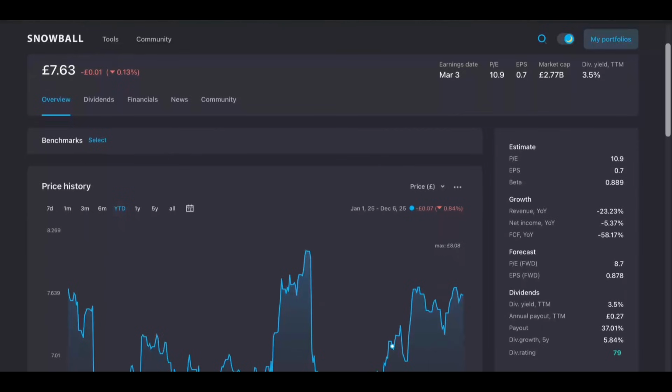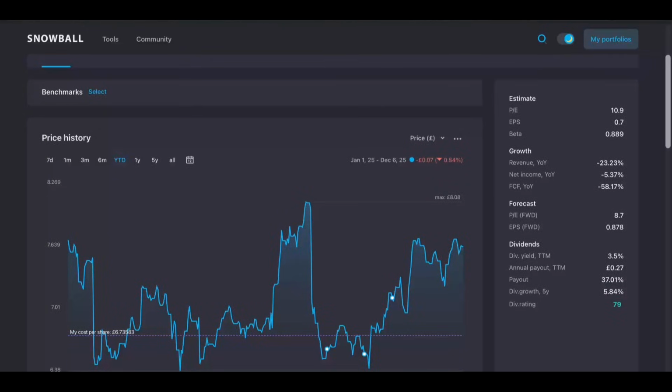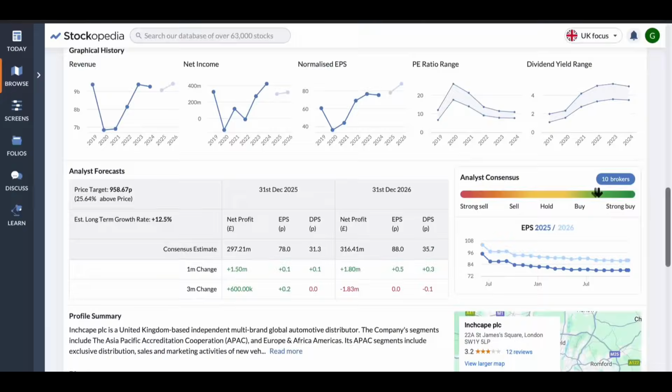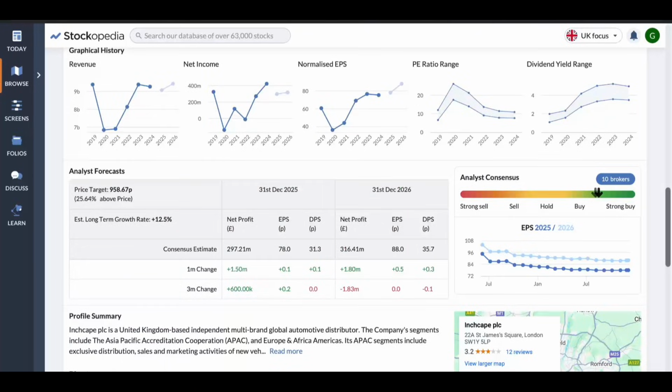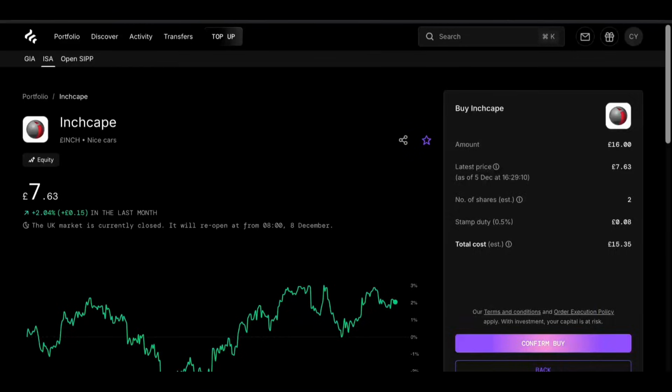Next up, we've got Inchcape, stock ticker INCH. As you can see, they have a 5-year dividend growth rate at 5.84%, with a current dividend yield at 3.5%. Year to date, they are very close to being flat, but the price has bounced up and down all year long. Right now, the analyst consensus is that it's between a buy and a strong buy, with there being 3 holds, 2 buys and 5 strong buys. And as we can see, the analyst forecasts have a price target at 958 pence, which is 25% above the current price. I currently own 12 shares, and in today's video, I'm going to be topping this up by adding a further 2 shares, which is going to cost me £15.35.